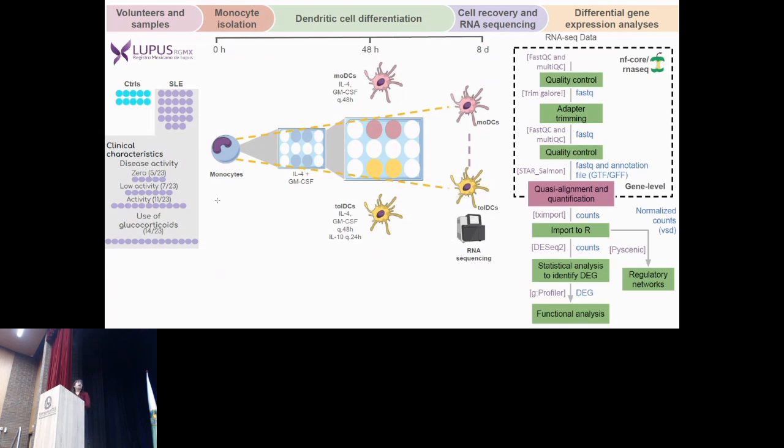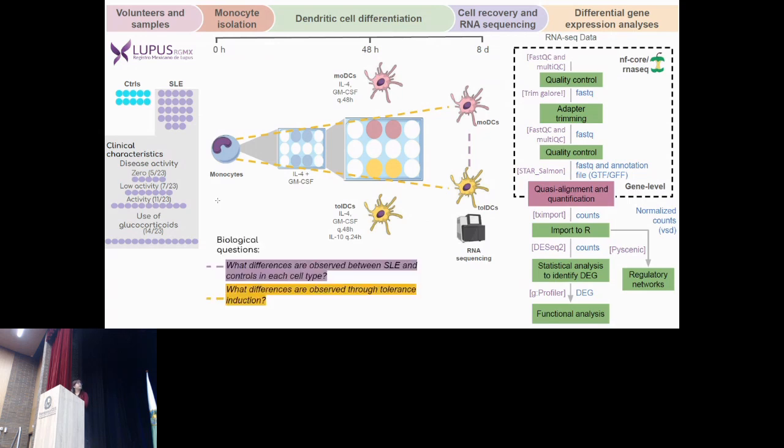After this, we did RNA-seq, and with this data, we did some differential gene expression analysis. That's the work that I'm going to present to you today. So we have two main biological questions. The first one is, what differences are observed between lupus and healthy controls in each of the cell types that we are recovering? And the other one is, what are the differences observed through the tolerance induction process?